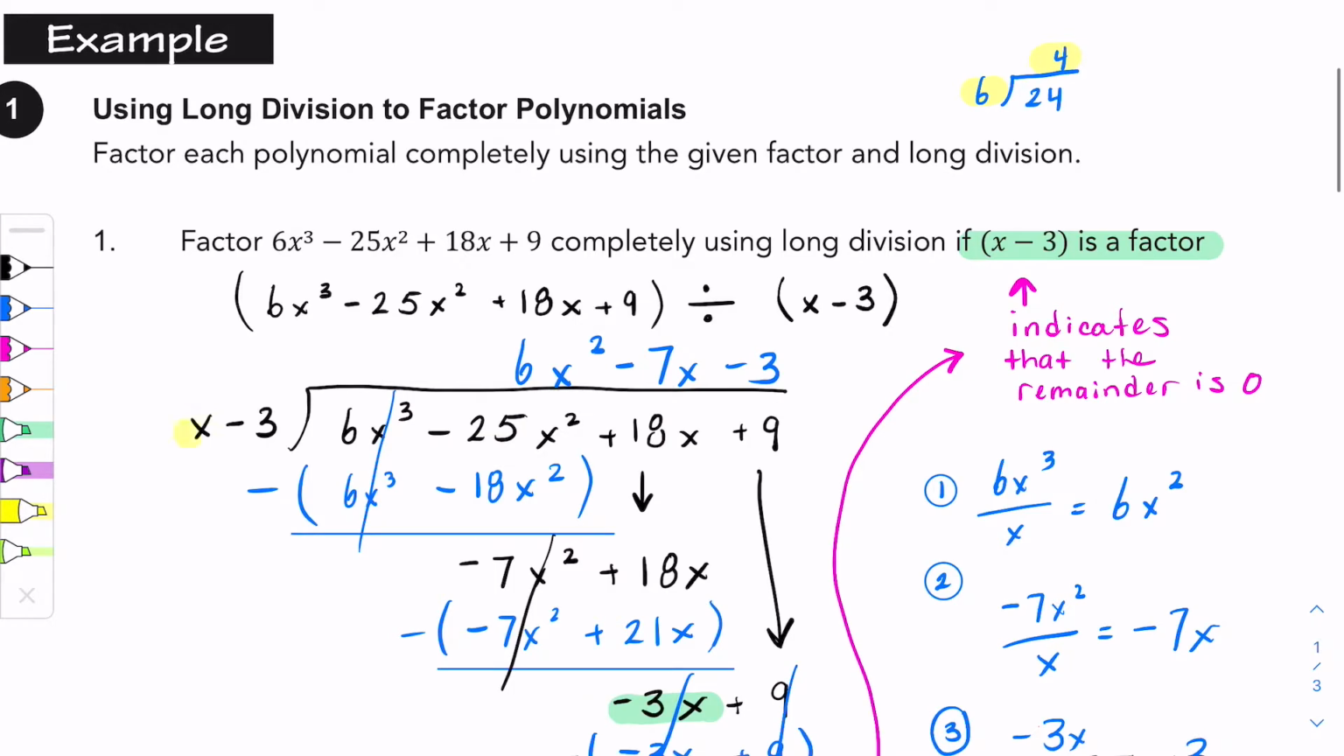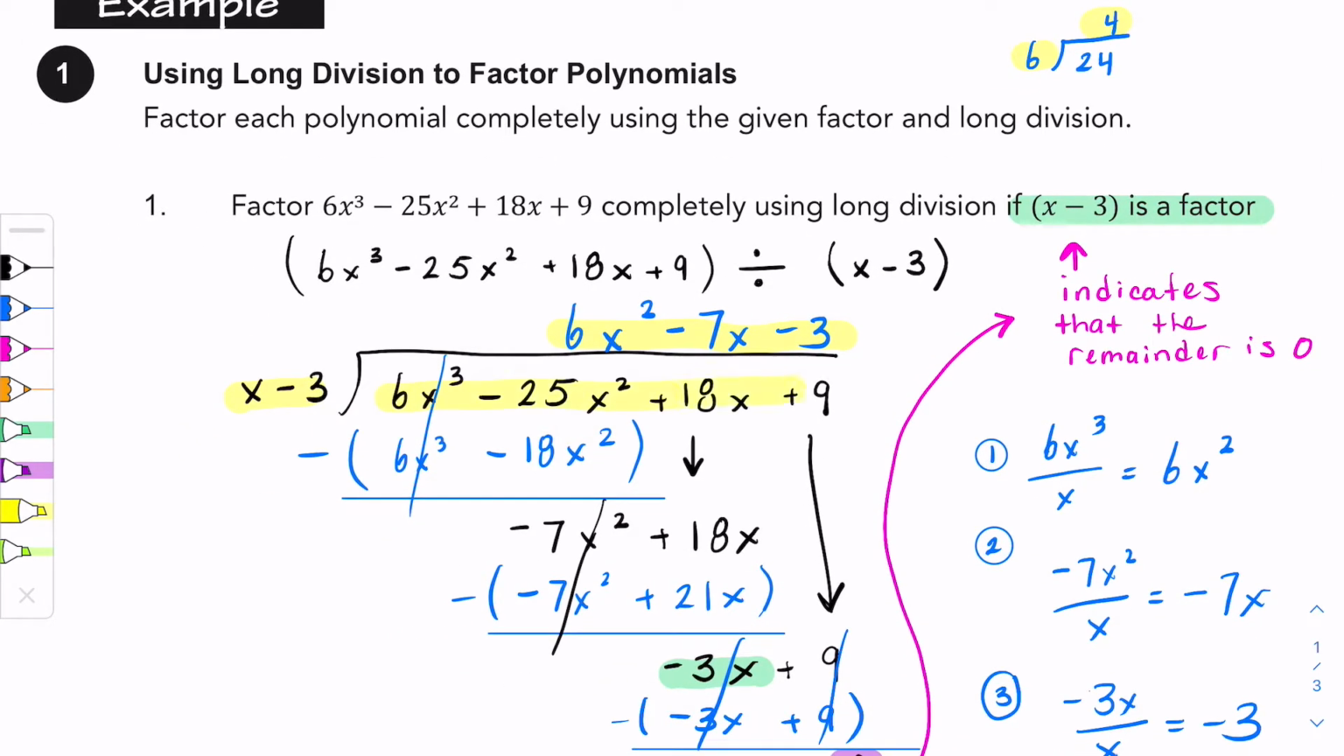Same thing goes here. X minus 3 times 6x squared minus 7x minus 3 gets you right back at the beginning.